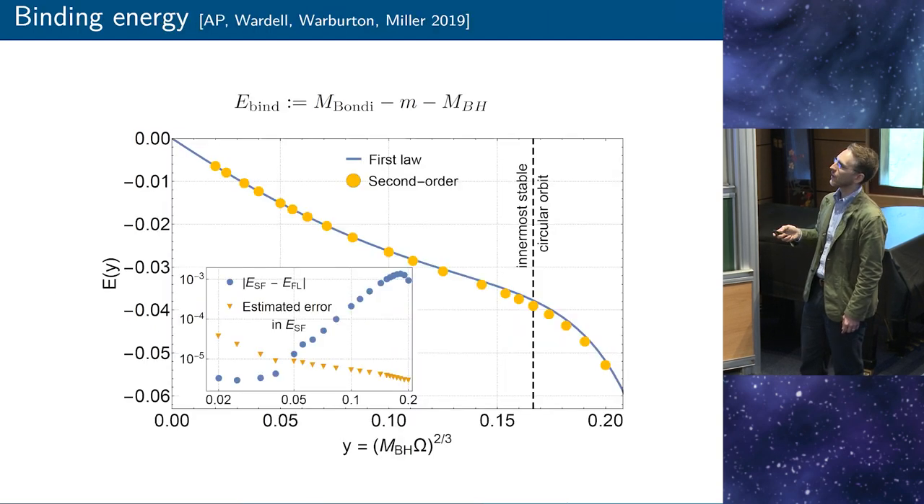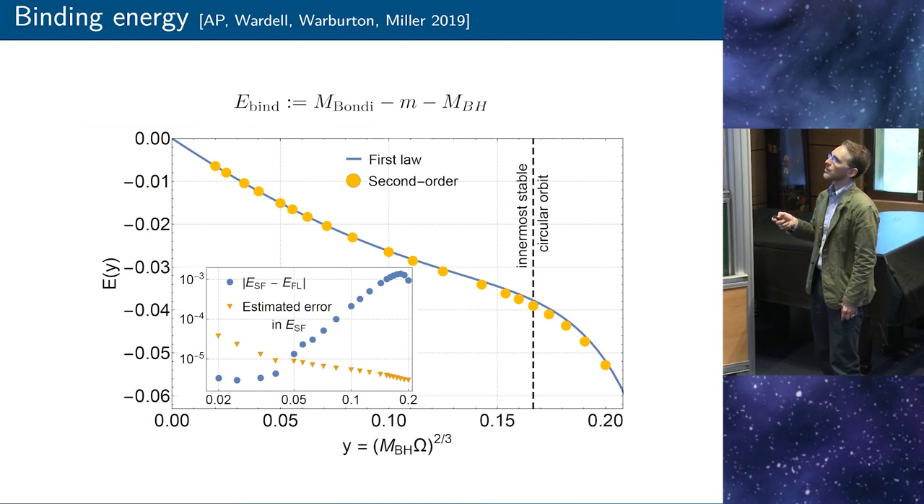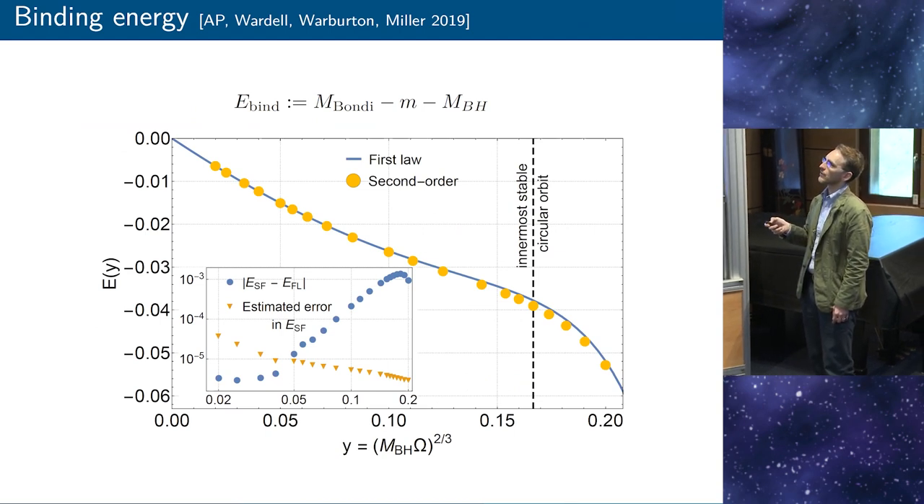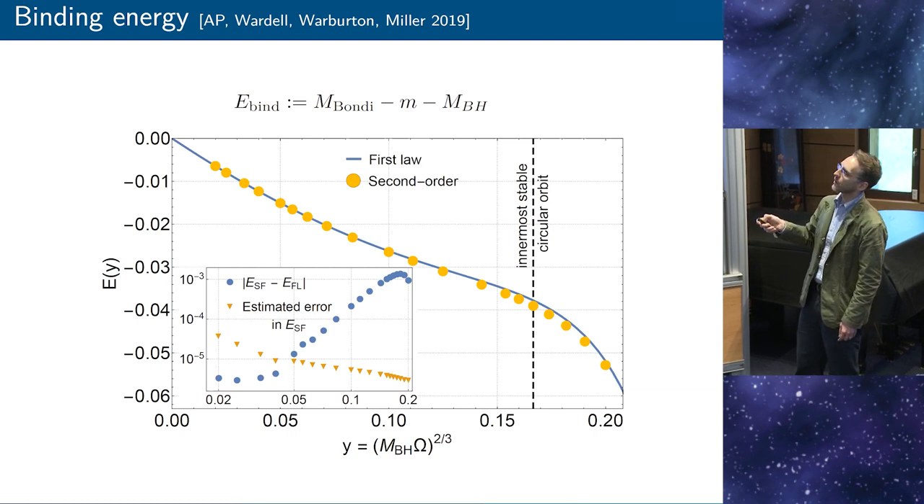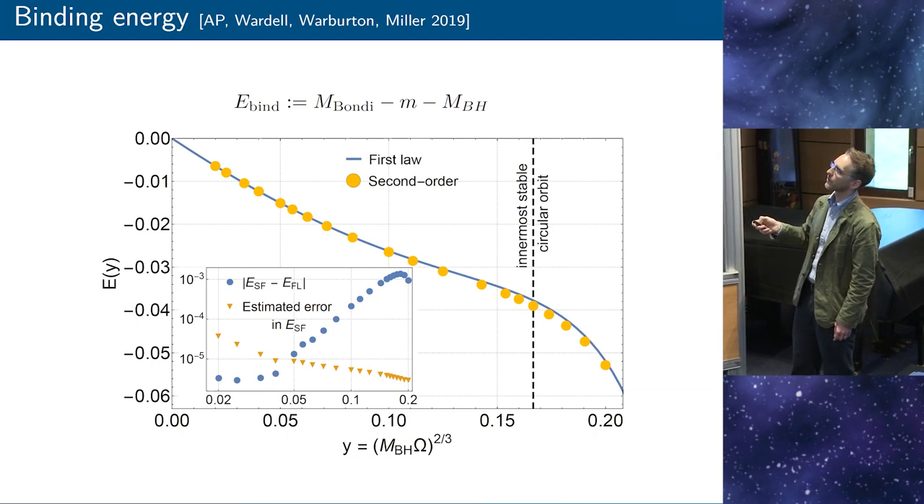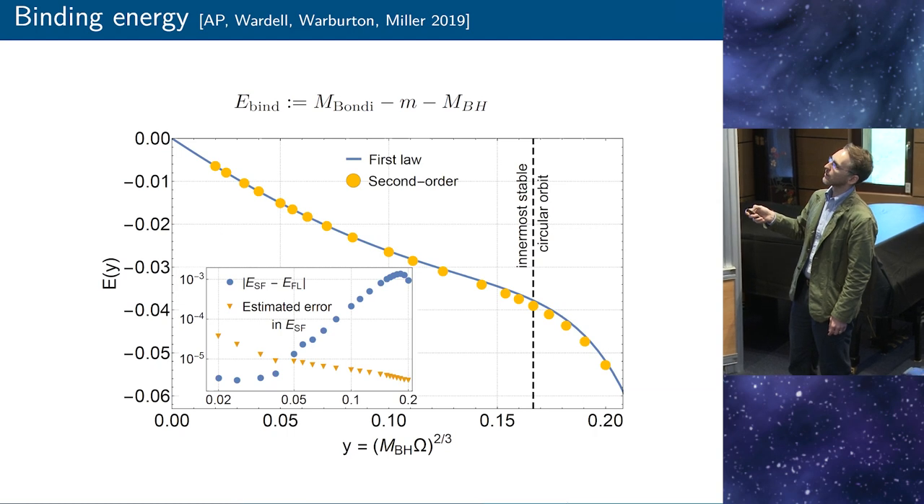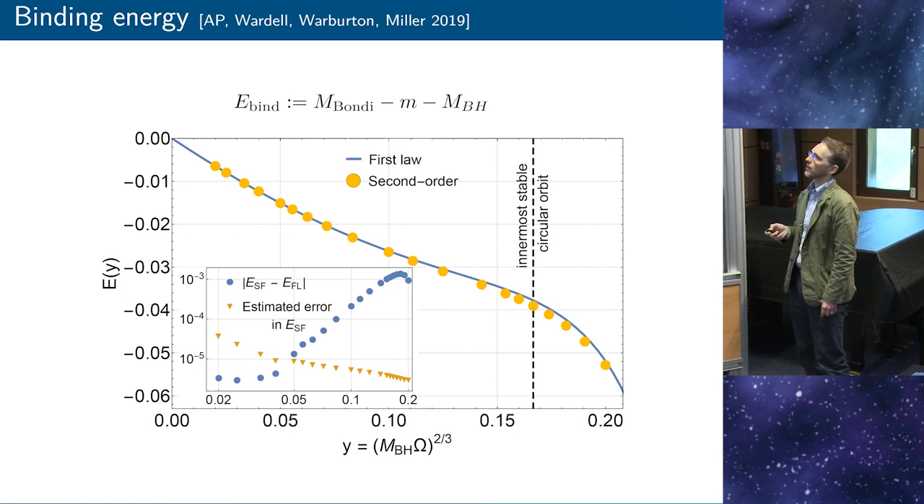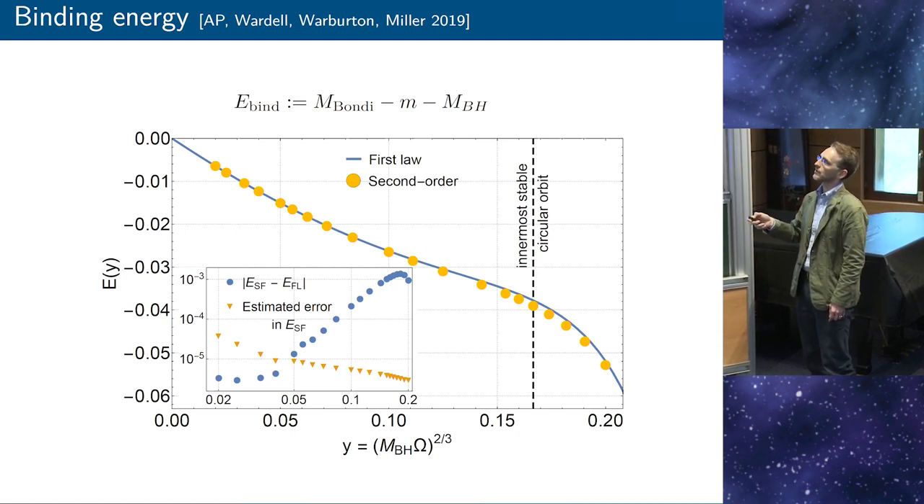So here's the first result we got, which is a calculation of the binding energy of the system. So we go out to infinity, we measure the Bondi mass of the system, we then subtract the rest masses of the two objects. So one is the rest mass of the small guy, the other is something we actually measure from the numerics, which is the mass of the central black hole. And then the binding energy is just the difference.